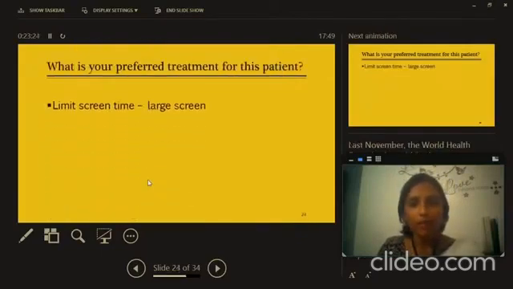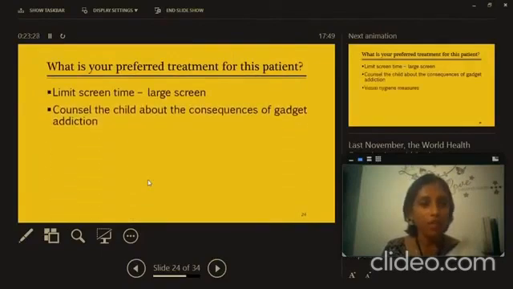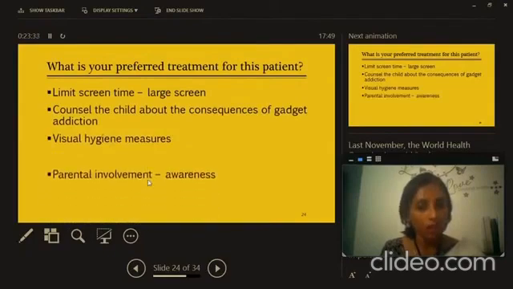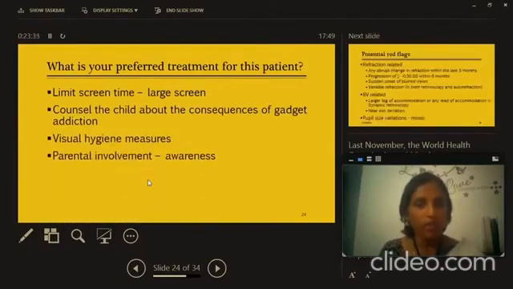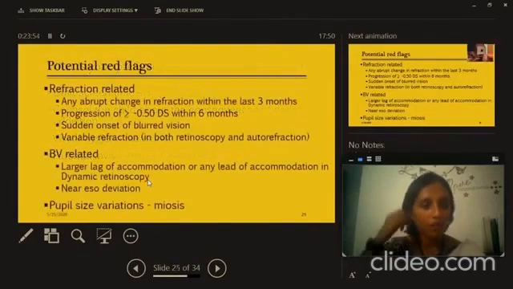So ma'am rightly summarized limiting screen time and counseling the child and the parent about the consequences of gadget addiction, the visual hygiene measures, and the important role of involving parents. Some of the recent studies show that any child whose screen time is less than 2 hours, who also exercises and gets between 9 and 11 hours of sleep, is less impulsive. So it's not just about myopia, but about the holistic well-being of the child.